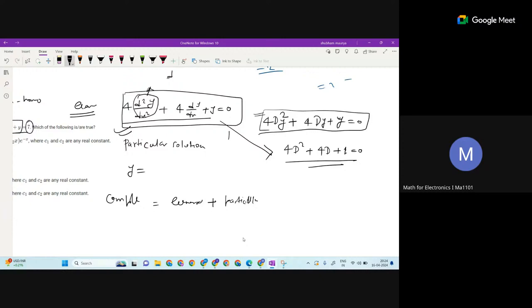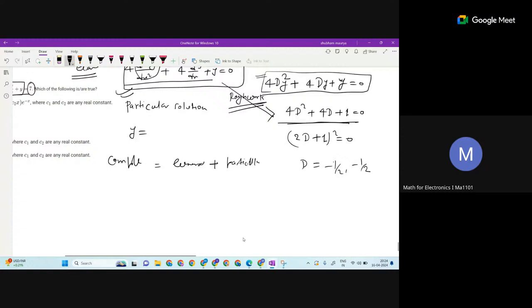Sir, I have a doubt. In lectures they have substituted y as e to the power sx like that. Yes, correct. So what will we substitute here? You will substitute the root of this differential equation. Here it is going to be 2D plus 1 whole square. So what is the root going to be? Minus 1. Both roots are going to be the same.